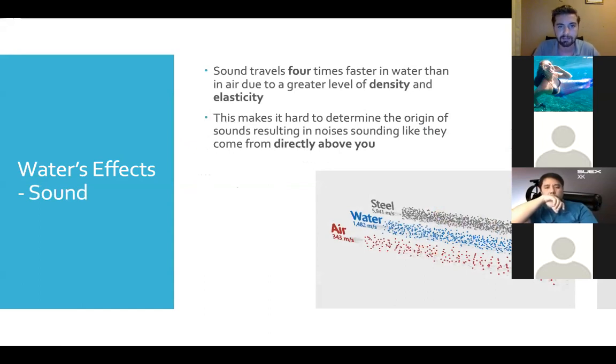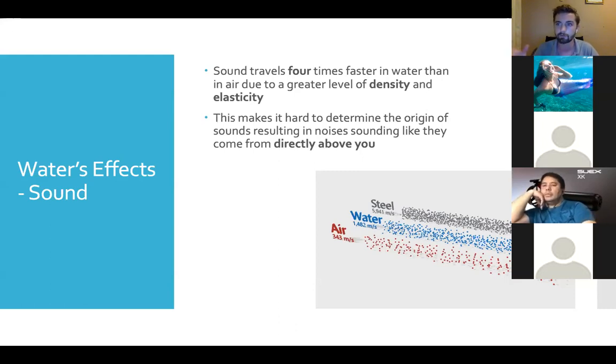Water's effects on sound. Okay, so sound travels four times faster in water than it does in air because water is denser and has more elasticity between the molecules. This is why it's hard for us to determine the actual origin of sound underwater. So a lot of things are going to sound like they're coming from directly above you. And there's a few reasons for this.